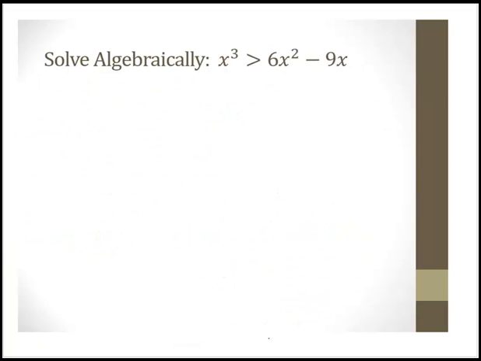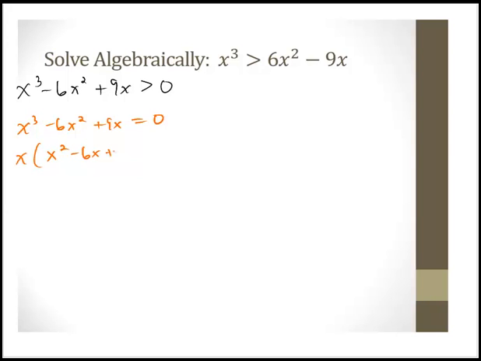All right, here's another example. x cubed is greater than 6x squared minus 9x. I will again first rewrite this as x cubed minus 6x squared plus 9x is greater than 0. And I will solve the equation x cubed minus 6x squared plus 9x equals 0. I can factor out the x, so I have x times (x squared minus 6x plus 9) is 0, and x squared minus 6x plus 9 factors as (x minus 3) times (x minus 3), or (x minus 3) squared.